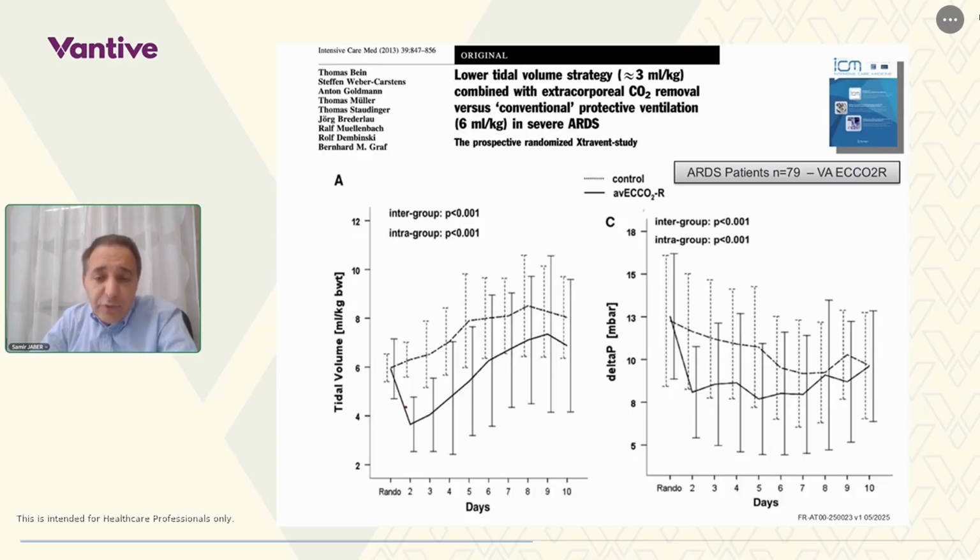This is the tidal volume. You see that the volume decreased to 3 ml per kilogram only at D1, but after D2, D3, the tidal volume increased up to 6 ml per kilogram, in comparison to the control group at around 8 ml per kilogram. You see here the difference in the driving pressure. You have lower driving pressure in the first 2 and 3 days, but after that the values are the same.